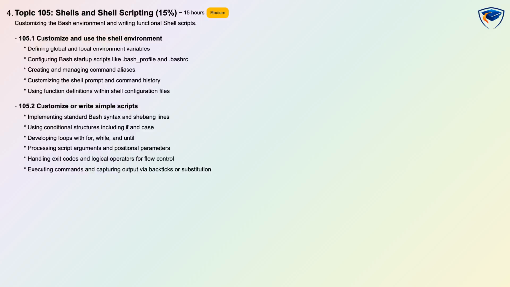The scripting section teaches standard shebang usage, conditionals like if and case, loops with for and while, positional parameters, exit codes and capturing command output for small but reliable scripts.